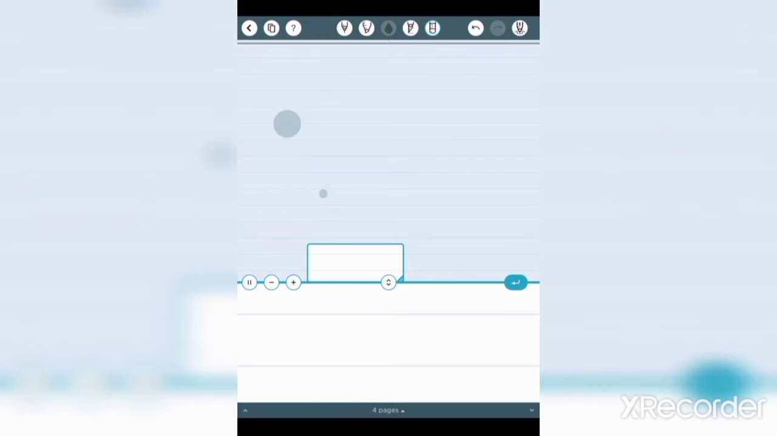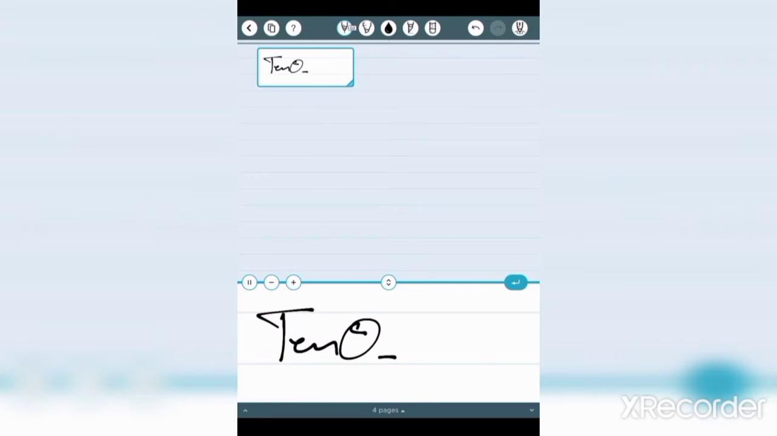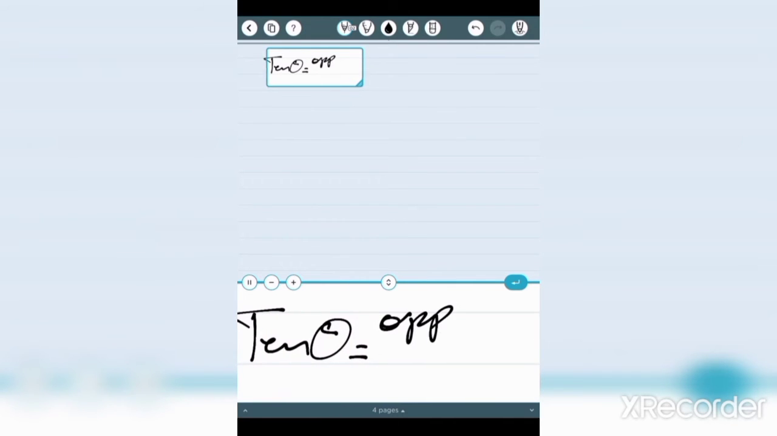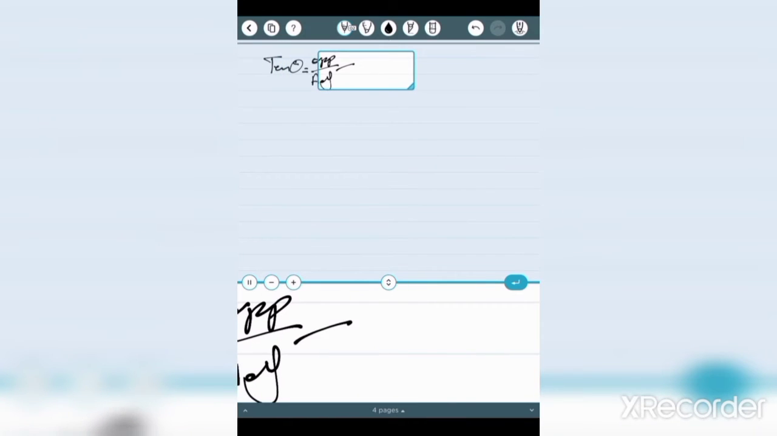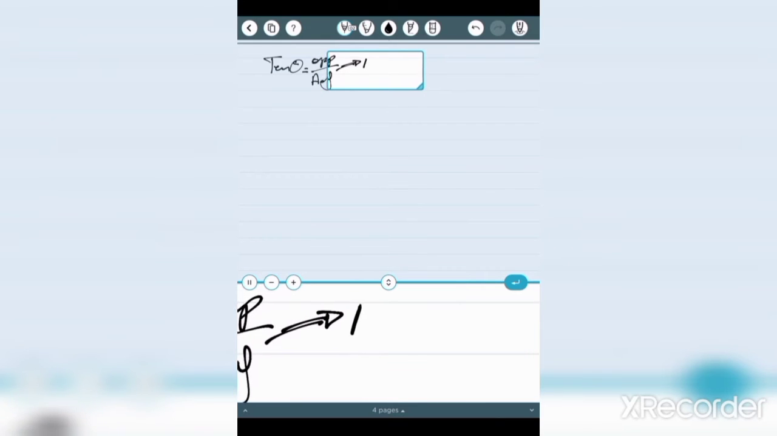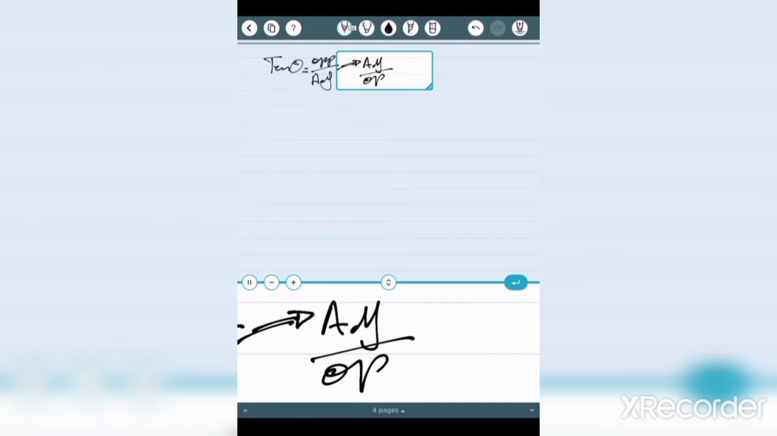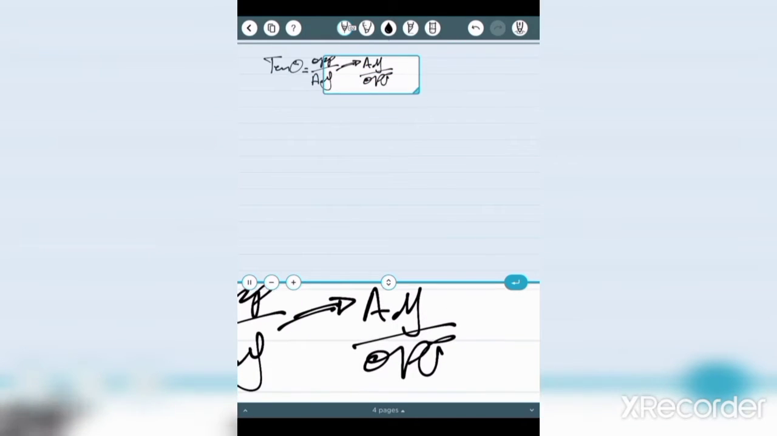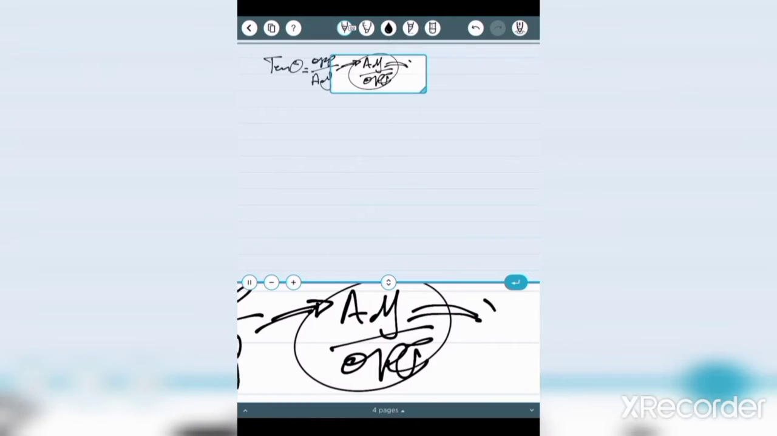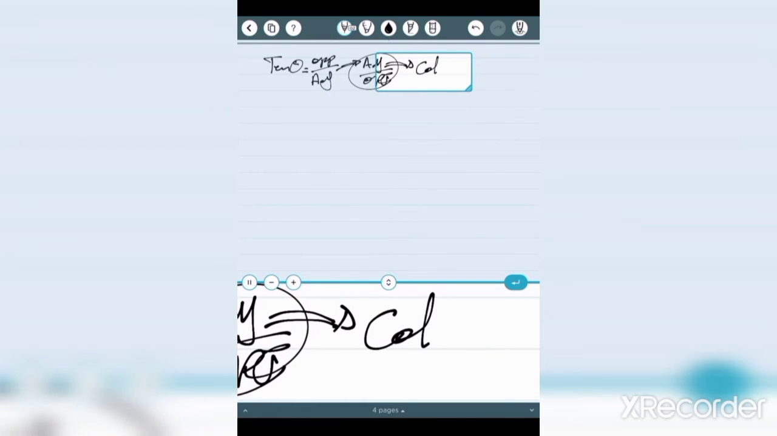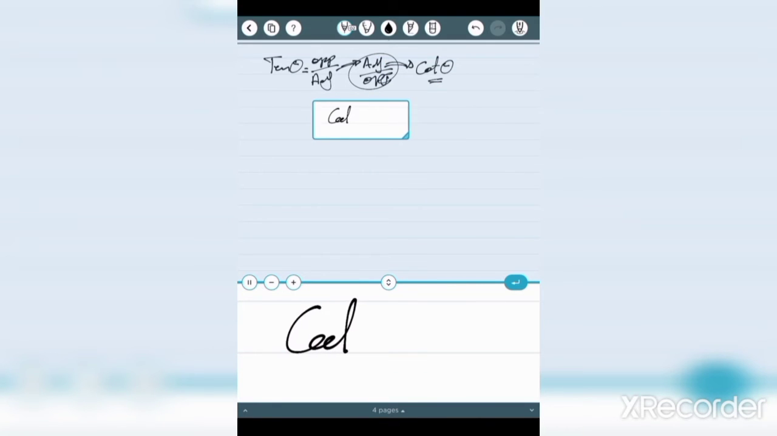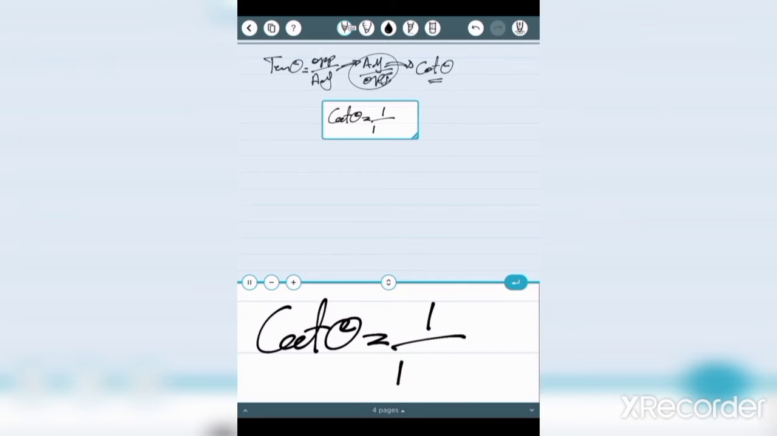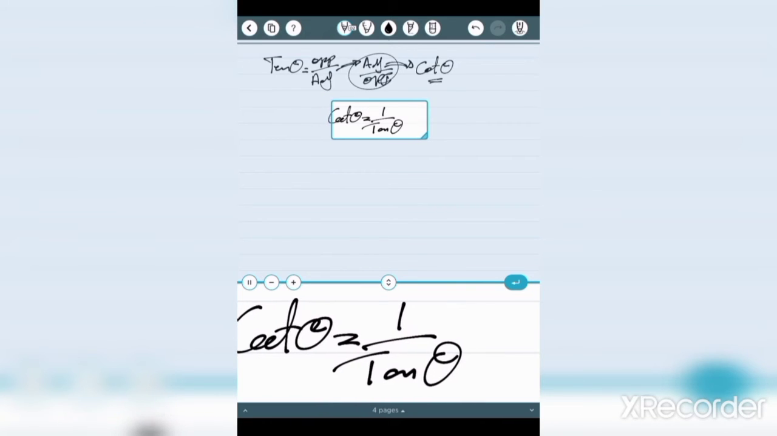Lastly but not the least, we got the tangent. So saying tan theta, which is the opposite over adjacent, and we are saying its reciprocal will become adjacent over opposite, and likewise this has a name. It is called cotangent, which is abbreviated as cot theta. Therefore we are saying cot theta is equal to 1 over tan theta.